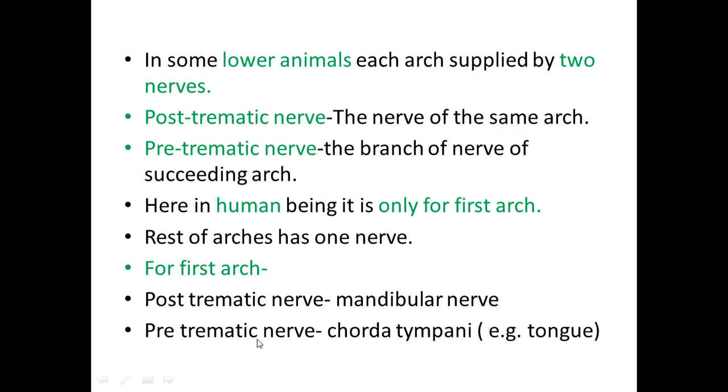So these two nerves occur in human beings only for the first arch. The post-trematic nerve for the first arch is the mandibular nerve, and the pre-trematic nerve for the first pharyngeal arch is the chorda tympani, which is a branch of the facial nerve. It is concerned with the structure supplying the tongue. In this way, you can see the difference between lower animals and human beings. In human beings, only for the first pharyngeal arch do we get a structure like the lower animals. Otherwise, the rest of the pharyngeal arches have their single nerve.